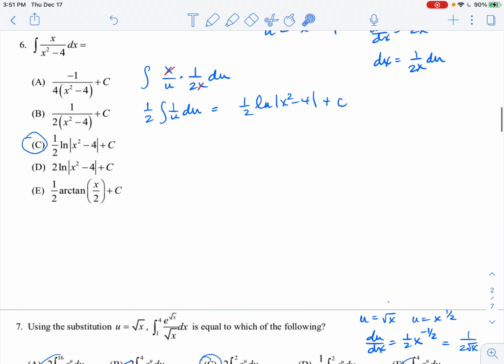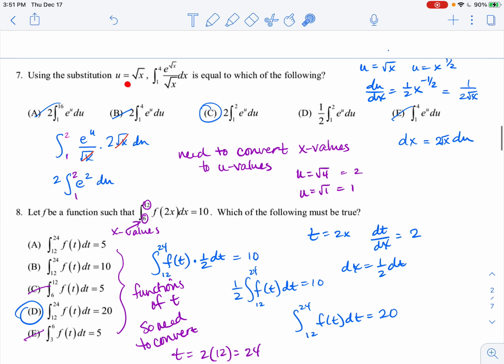All right, let's take a look at number 7. Again, we're given what the substitution is going to be, and if we look at all our answers, these are u's, so that means we need to change to u boundaries. And so if I do that first, I can narrow down my answer choices.